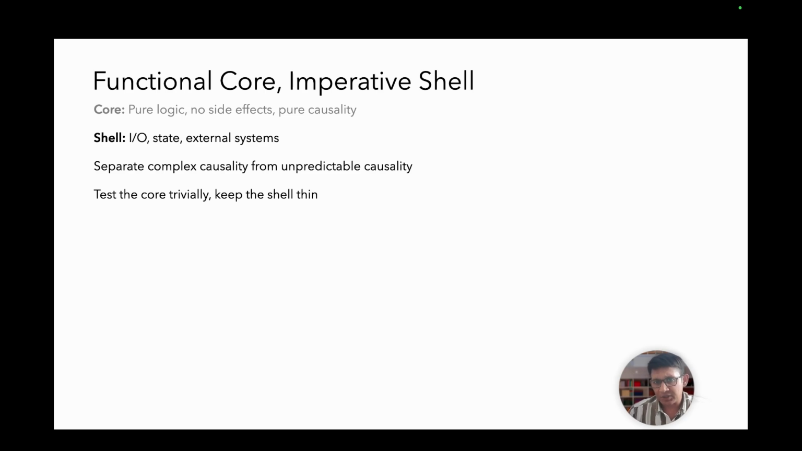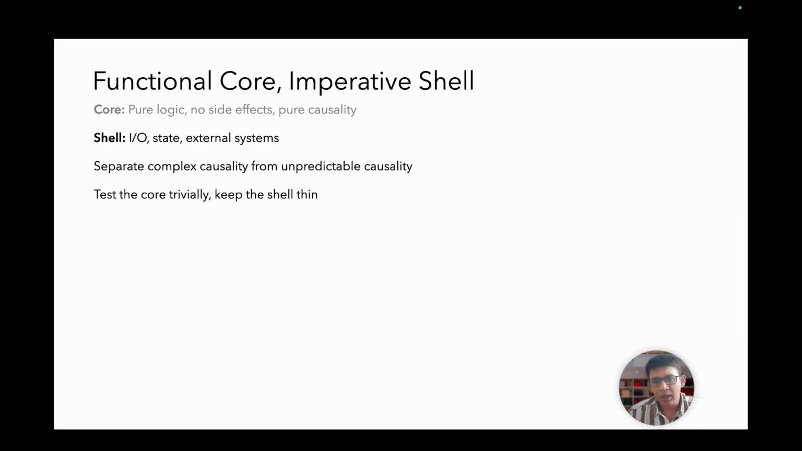Let's also look at the functional core and the imperative shell pattern. The pattern is that you isolate pure logic, which is the functional core, from side effects, which is the imperative shell. The core contains all business logic as pure functions. Same inputs always produce same outputs. No hidden dependencies, no side effects, pure causality. The shell handles I/O, state, external systems. It calls the core, gets results, and applies effects.